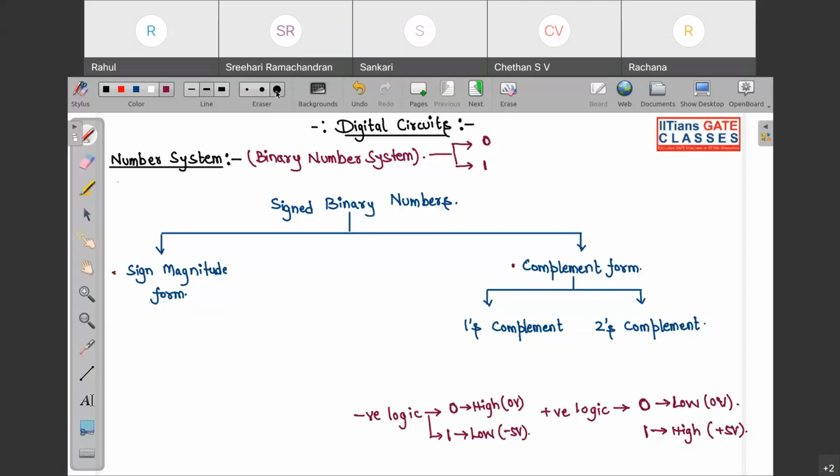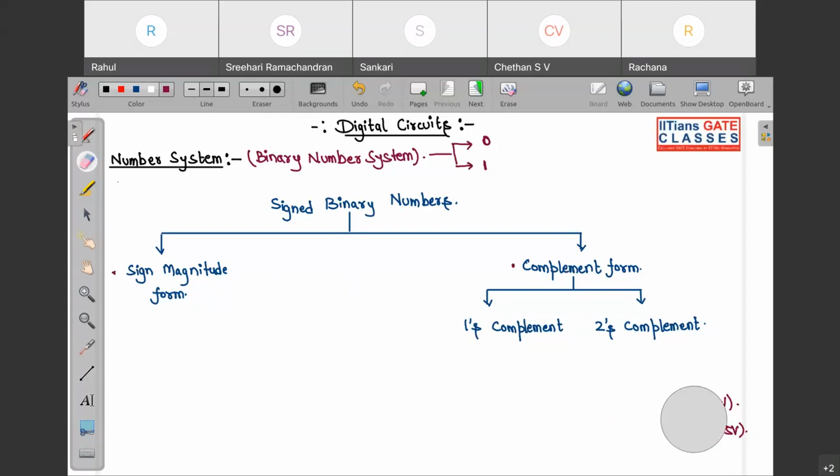So what is this sign magnitude form? In sign magnitude form, suppose I want to represent 21. By default, if nothing is given, this will be plus 21. So first, what is the binary equivalent of 21? We have just now seen that it is 10101. Now if it is plus 21, we are going to write it as 0 1 0 1 0 1.